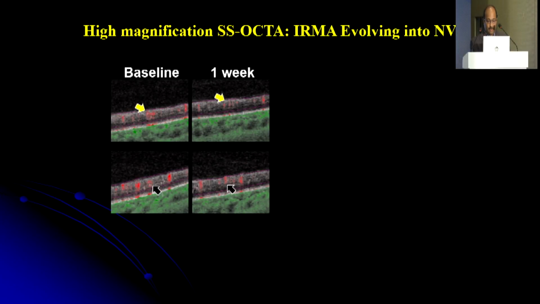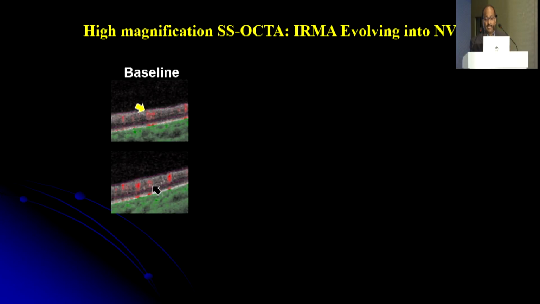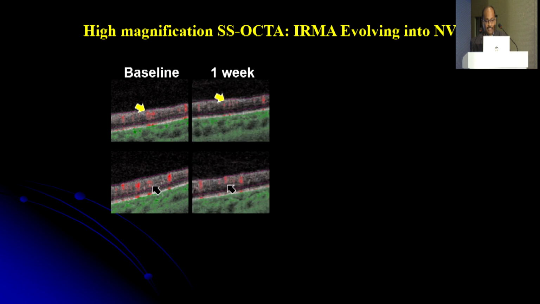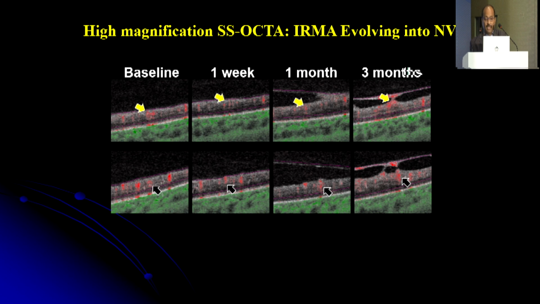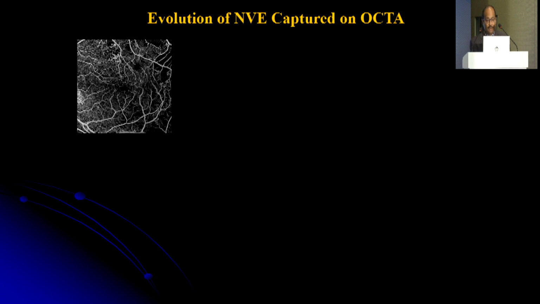So high magnification SSOCTA helps look at IRMA evolving into neovascularization. So in baseline, you see here, there's some flow density increase at baseline, and that is slowly increasing. At 1 month, you see it's just reaching up to the surface, and at 3 months, you see it's breaking through and forming that neovascularization. It's also great for looking at evolution of NV, as I mentioned earlier.